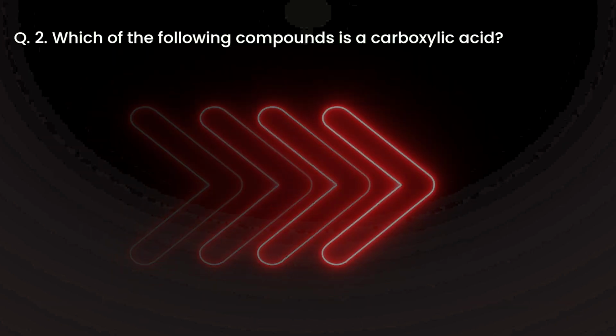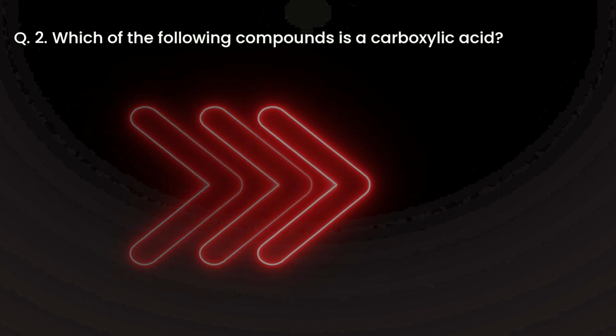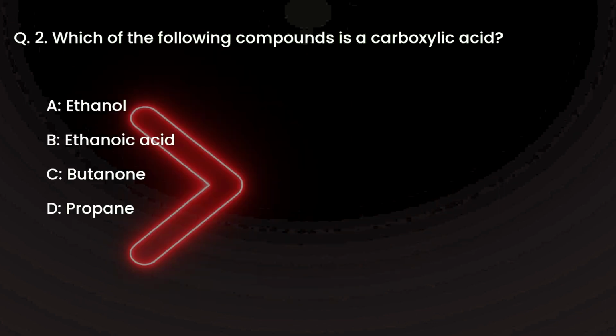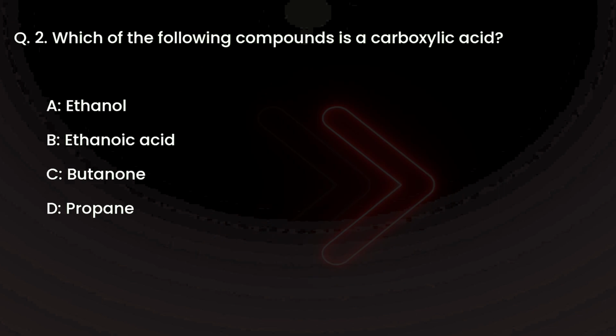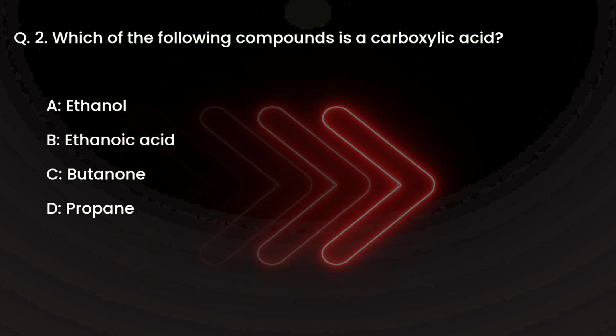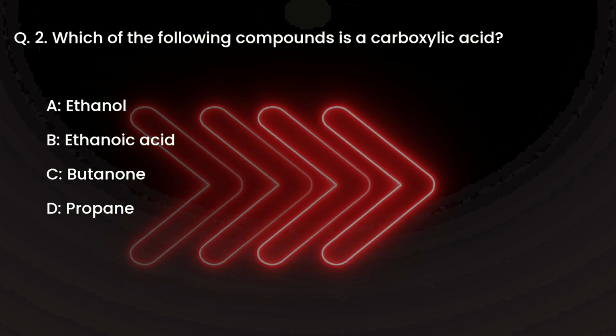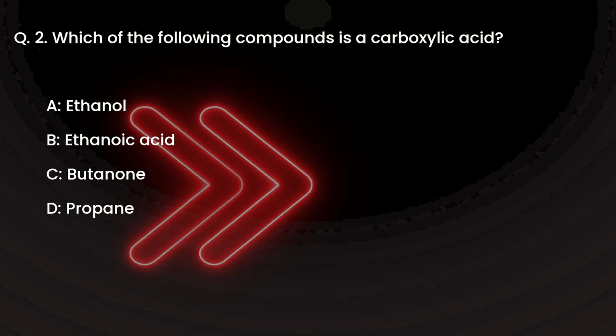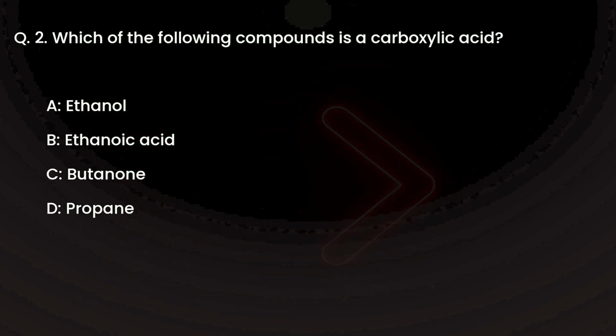Question 2. Which of the following compounds is a carboxylic acid? Option A. Ethanol. Option B. Ethanoic acid. Option C. Butanone. Option D. Propane. You have 5 seconds to answer the question.